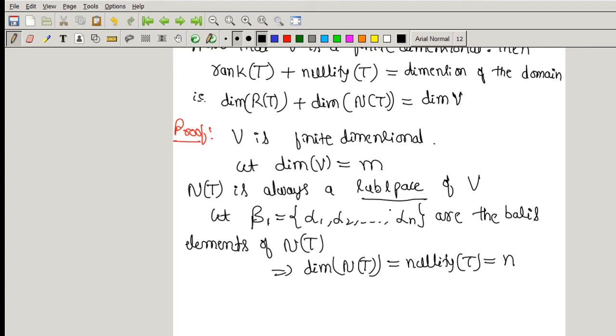Given V is finite dimensional, therefore the dimension of V is m. And N of T is always a subspace of V, so N of T is also finite dimensional and has basis elements alpha 1, alpha 2, up to alpha n. Since N of T is a subset of V, this set containing n elements is less than or equal to the bigger set containing m elements. So n is always less than or equal to m.